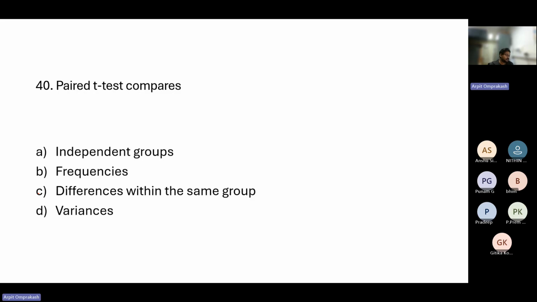Yes, so the answer here is C, differences within the same group. When we do t-tests, there are three types. One is a one sample t-test, where you are basically testing if the mean of a sample is equal to some value that you know. So that is your null hypothesis.